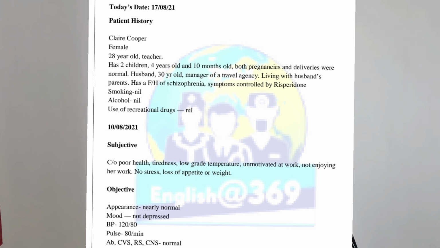Her husband is a 30-year-old manager of a travel agency. She is living with husband's parents. She has a full history of schizophrenia and symptoms controlled by a drug called risperidone. No smoking, no alcoholism, no recreational drugs. So this is just a background about the patient.